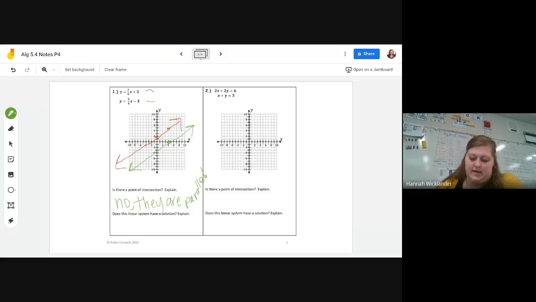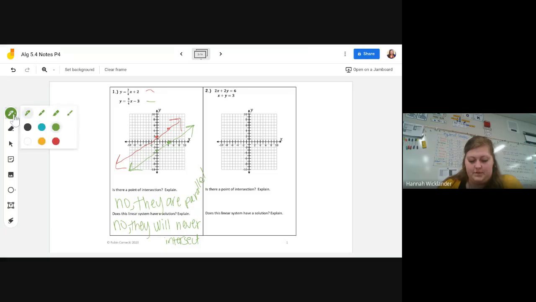Does this linear system have a solution? No, because they will never cross. Okay, so we have these two lines that are going to go parallel forever and ever and never touch. So they will never intersect or have a solution.